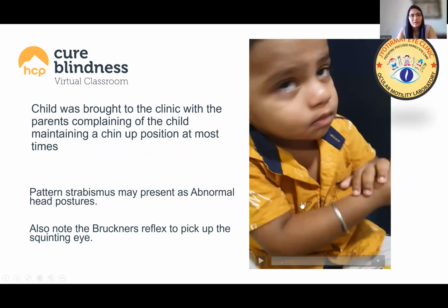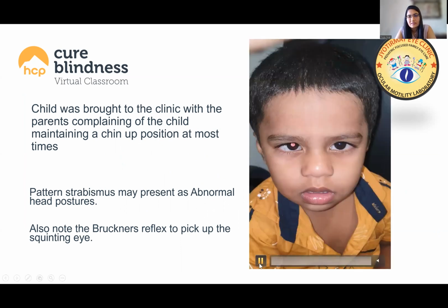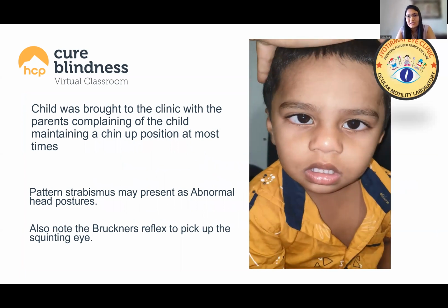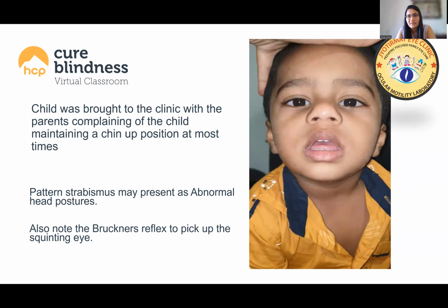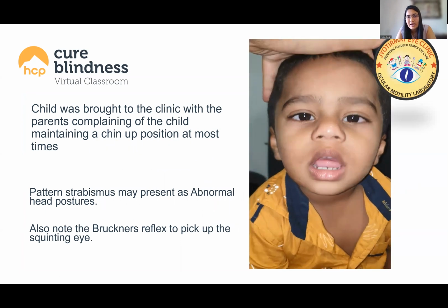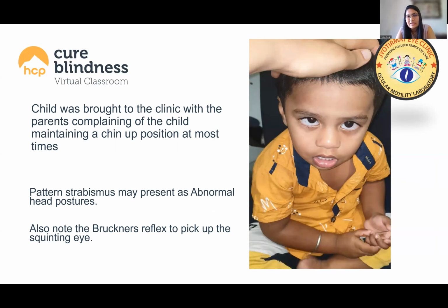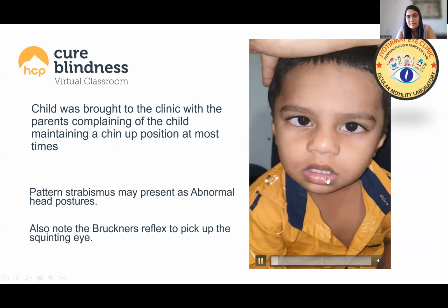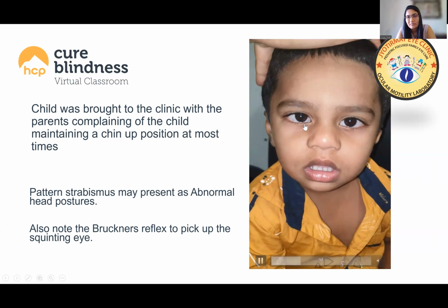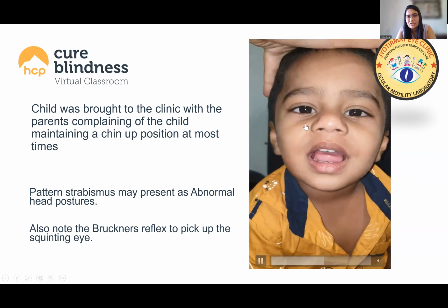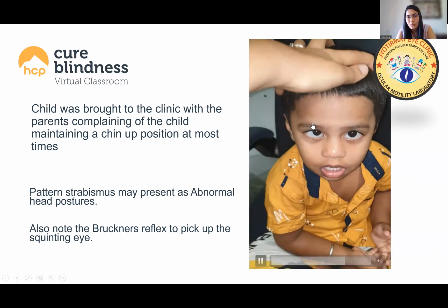I'm going to show you this video of this child who was brought to our clinic with parents complaining that the child would constantly use a chin up position at most points in time. So if you see this child, when the child is looking straight, there is an esotropia in the right gaze. When the child looks down, the eyes look almost perfectly aligned, but when the child looks up, there is an obvious right esotropia. I'm going to show it again. There is an esotropia in primary position, which is almost aligned in the chin down, chin up position, but worsens when the child looks up.